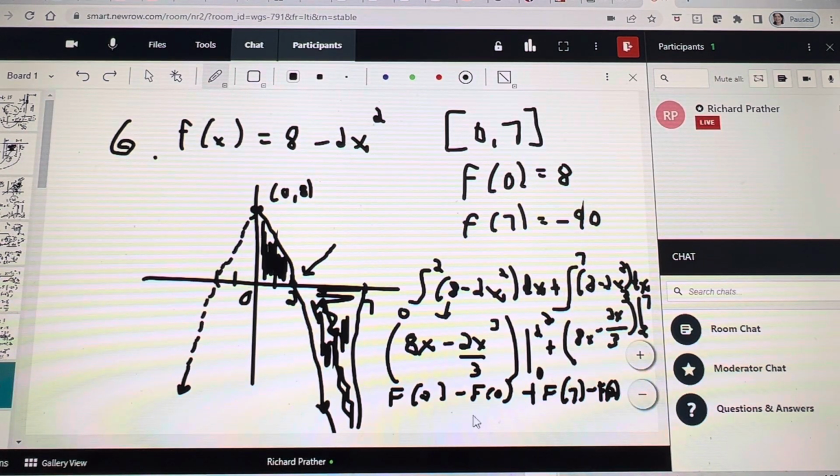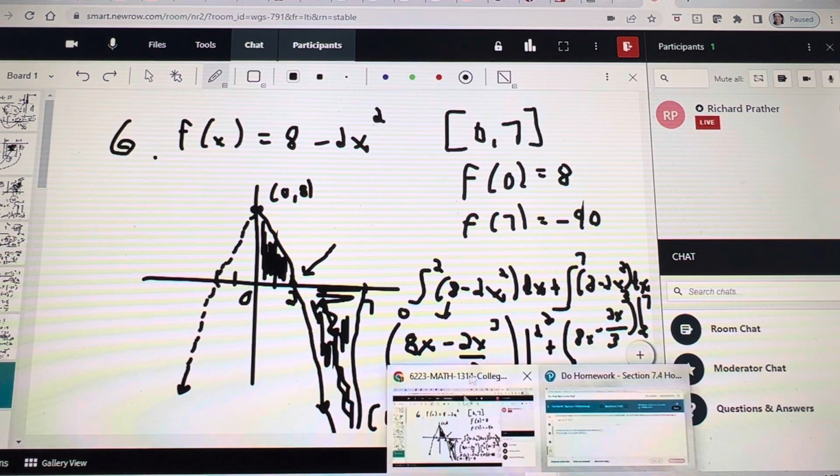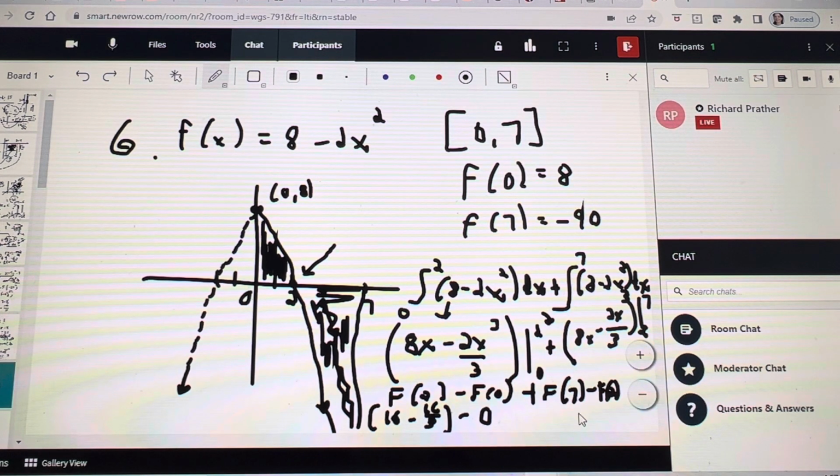And F of 0 is nice because that's going to be 0. If you plug zeros in here and here, they're both 0, and 0 minus 0 is 0. So for 2, 2 cubed is 8, 16 over 3, and 16. So sometimes this doesn't come out nice. 16 minus 16 over 3. And that's also going to go at the back of this one.